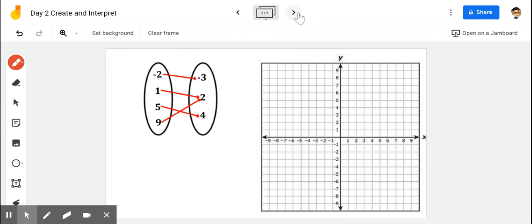Now, this is your chance. I want you to try on your own. Try this one out and then compare. So I want you to pause the video and try this problem out.